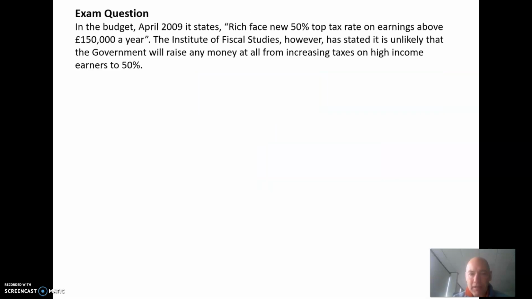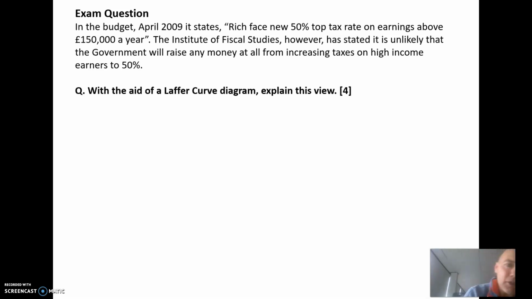Let's push on. This is a proper past paper question, which will give you guys a nice bit of practice and a bit of challenge. The question reads, with the aid of a Laffer curve diagram, explain this view. And you've got in the budget there, April 2000, it states the rich face a new 50% top tax rate on earnings above 150,000 a year. The Institute of Fiscal Studies, however, has stated that it is unlikely that the government will raise any money at all from increasing taxes on high income earners to 50%. And you're asked to explain that view with the aid of a diagram.